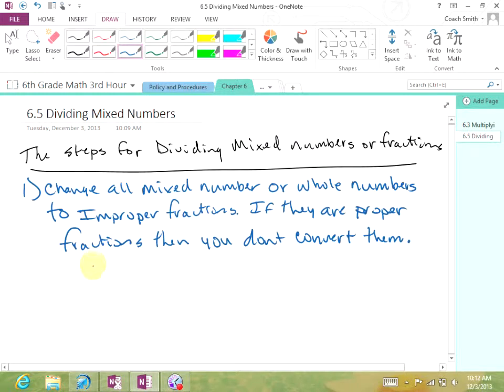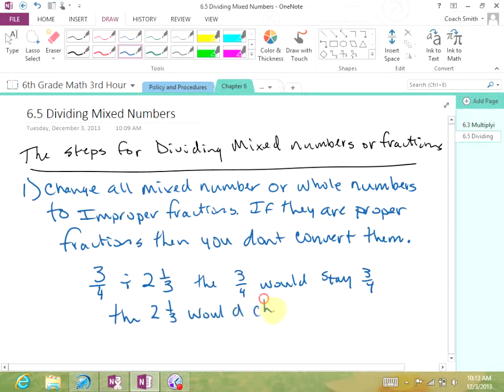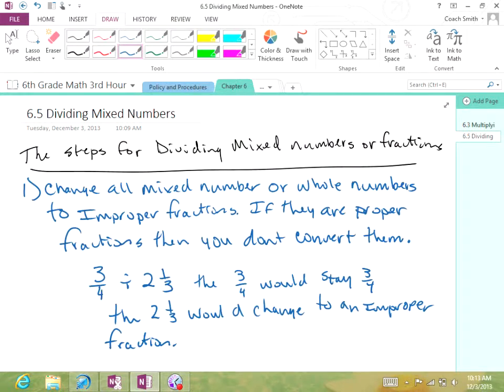Okay, in other words, if we have, for example, 3/4 divided by 2 1/3, the 3/4 you wouldn't change. Just the 2 1/3 you would change. The 3/4 would stay 3/4. The 2 1/3 would change to an improper fraction. Okay, so that step is the same as multiplication of mixed numbers, whole numbers, or fractions. So the step ones are the same.